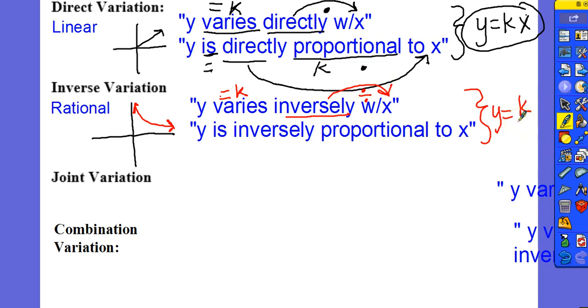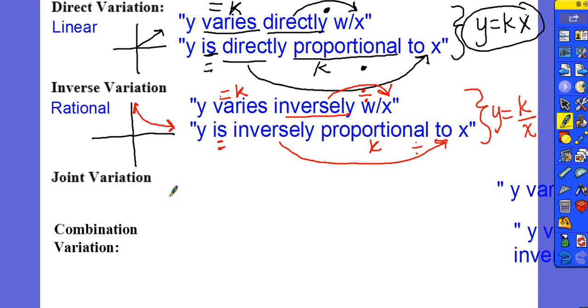What do you think? What am I doing with k and x? There it is, k over x. So that'll be your setup. Your k will be in the numerator, and then the number that's being compared inversely will be in your denominator. And it's the same thing down here. Y is means equals. Proportional is your k, and inversely to x, that's divided by x. Okay? So those are the two terms that you'll typically see.